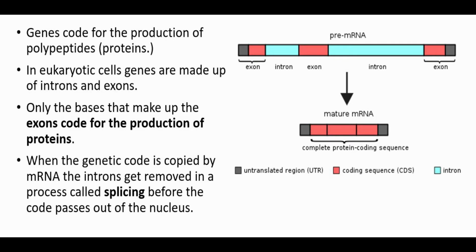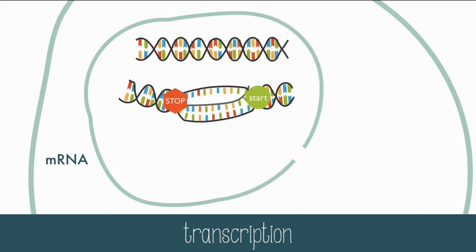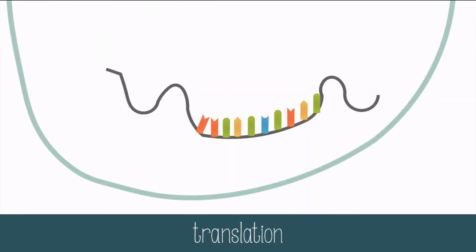So now we have our piece of RNA, but at the moment it is known as pre-mRNA because in eukaryotes they contain both exons that code for the production of proteins and introns that don't. So these have to be spliced out and removed. So the introns are removed in a process called splicing before the code can pass out of the nucleus. mRNA then moves out of the nucleus through the nuclear pore and attaches to a ribosome in the cytoplasm.